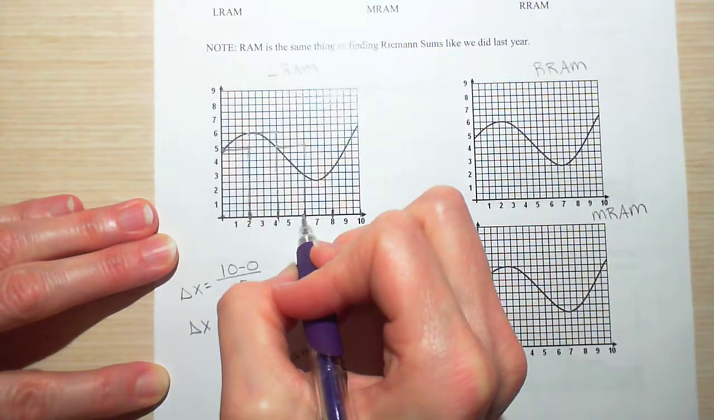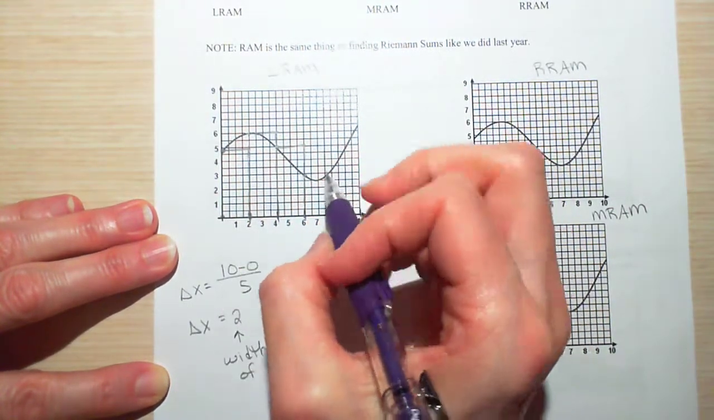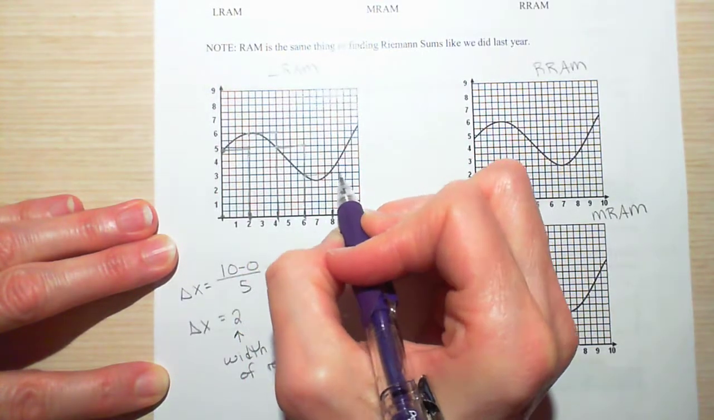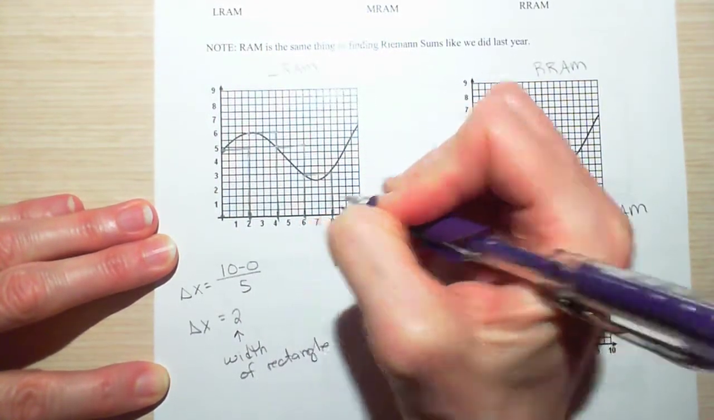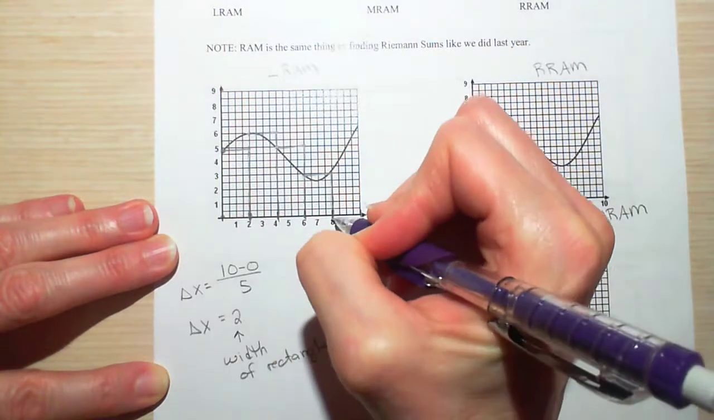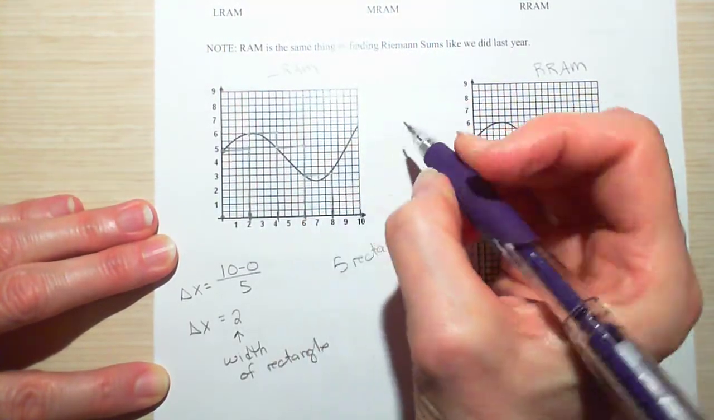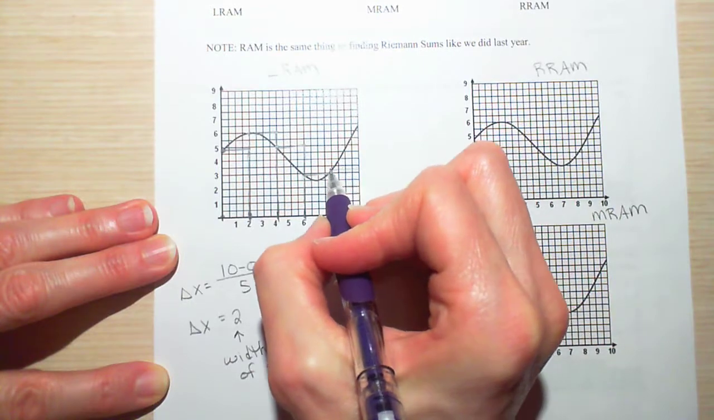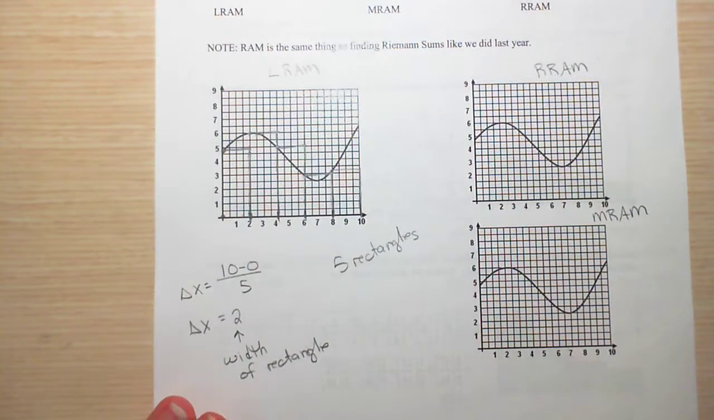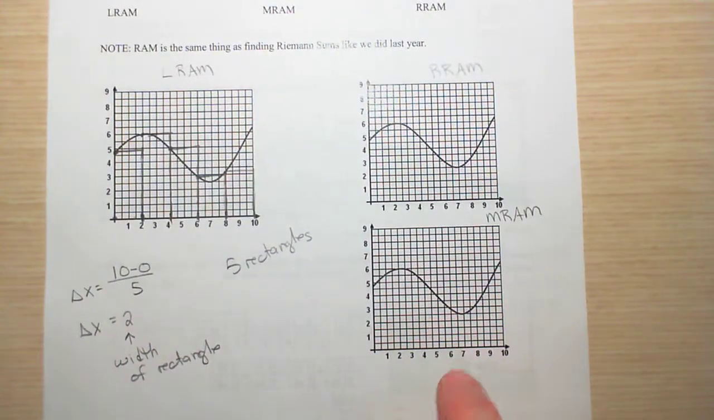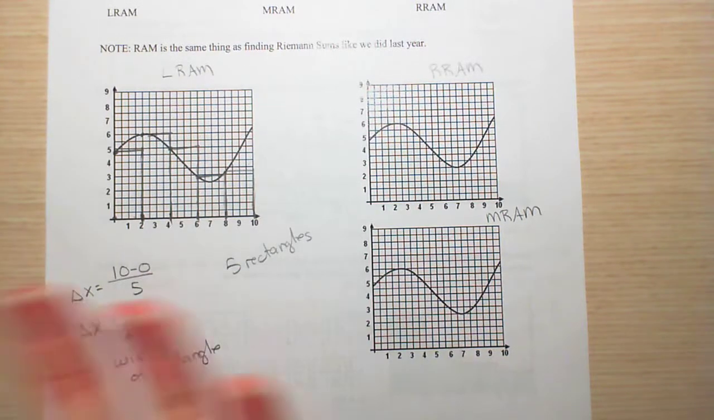Okay, fourth rectangle, left side, up till I hit the graph. That's the height of my rectangle, over to 8. Okay, last rectangle, left side up till I hit the graph. This is strange. These last two are very close to the same height. Now practice these two, RRAM and MRAM. And then maybe we'll look briefly at those in class.